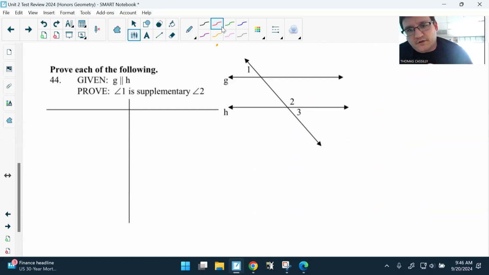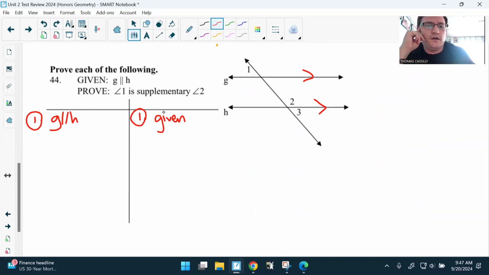Given line G and line H are parallel. All right. So, hey, we already know step one. G is parallel to H. Why do we know that? We know that because that is given. All right. If you do that, I will give you 1 out of 5 points on this proof. We need to prove that 1 is supplementary to 2. All right, so what does that mean? Supplementary, what we basically need to show is that angle 1 plus angle 2 is equal to 180 degrees.